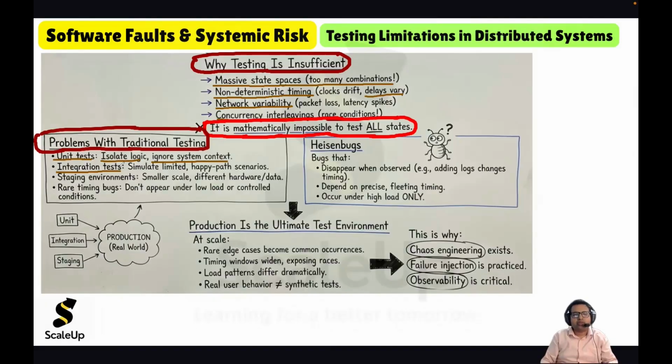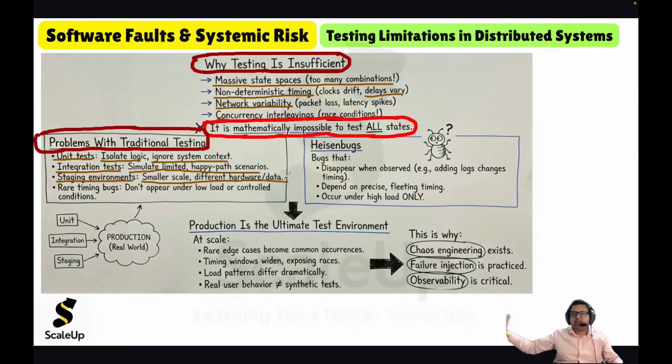Now what's the problem with integration testing? Integration tests simulate limited happy path scenarios. They cannot simulate all possible scenarios. So that's a problem. What's the problem with staging environments? Basically, while testing, we use a staging environment at a much smaller scale, and we make use of different hardware and different data for testing.